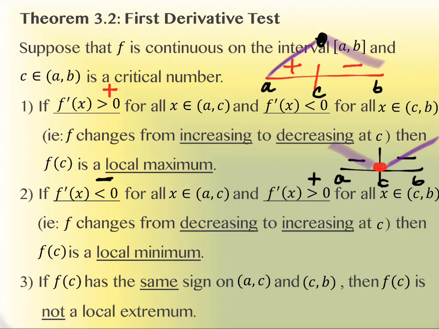Yes? So is this all just because it's the slope? Exactly. You got it. It's all because it has to be the slope of the tangent line.